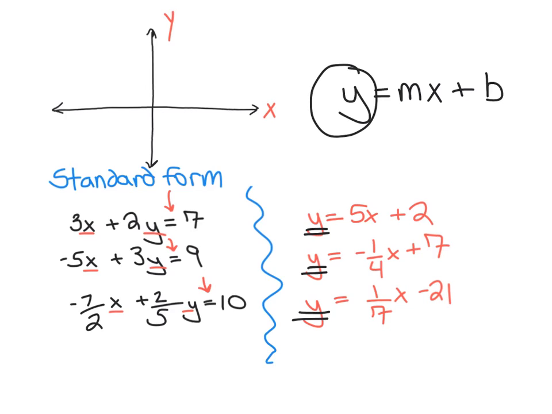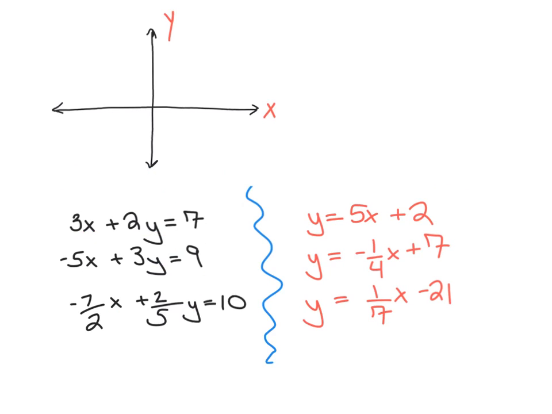So again, for standard form, your x and your y are on the left side of the equal sign, and for slope-intercept form, your y is on the left by itself. Now, you don't need to write all this down, but what we are going to do is work out some examples together.